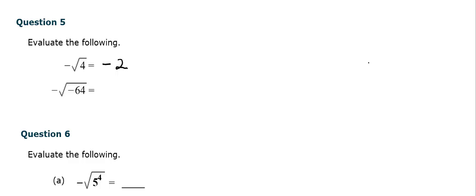For the second one, since we're dealing with an even root, square root, remember our radicand cannot be negative, so there'd be no solution.